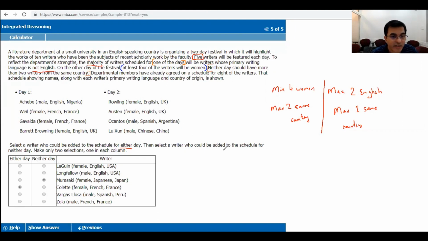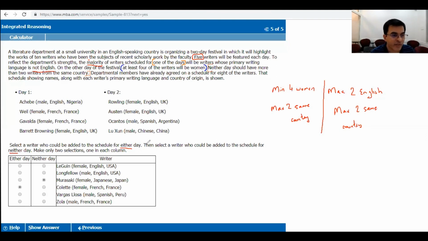And then select a writer who could be added to the schedule for neither day. Which means again, if we were to select her for neither day, she cannot go here also, she cannot go here also, because she violates both the conditions. So that is the combo we need to identify. The only way to proceed is by looking at each one of them and checking whether he or she fits on one of the 2 days or on both the days or none of the days. And that will tell us what to mark.